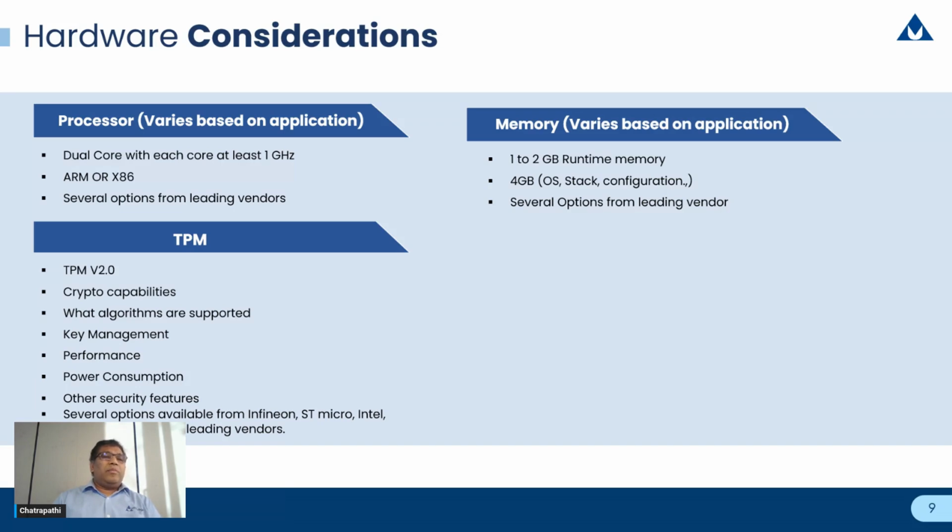So any dual core with each core at least 1 gigahertz, and it can be ARM or x86 platforms. So there are several hardware options from leading vendors that fit this configuration, or more based on exactly what is suitable for your application.